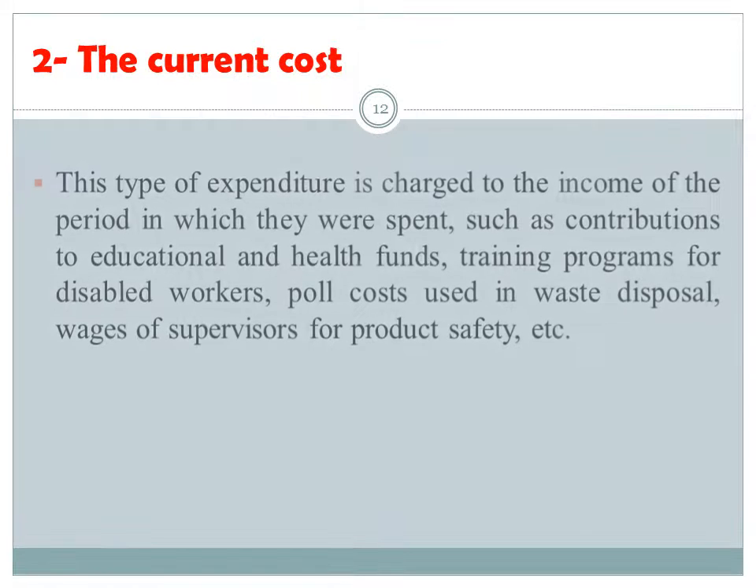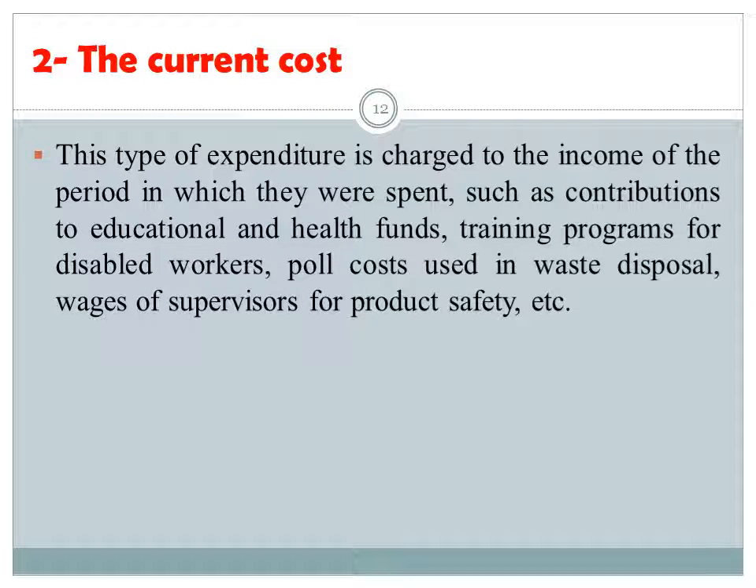Another type of costs, the current cost. This type of expenditure is charged to the income of the period in which it was spent, such as contributions to educational and health funds, training programs for disabled workers, survey costs used in waste disposal, wages of supervisors for product safety, etc. These expenses will be charged directly to the income as an expense.